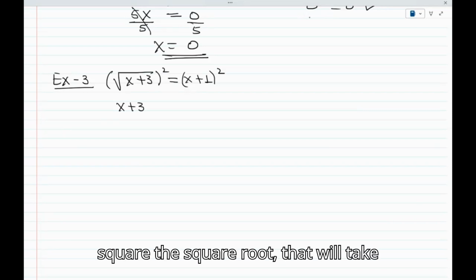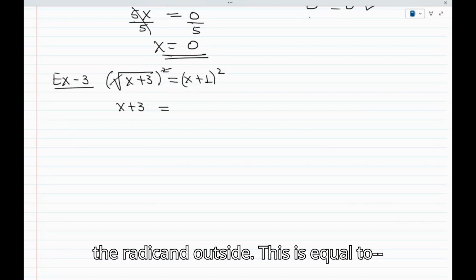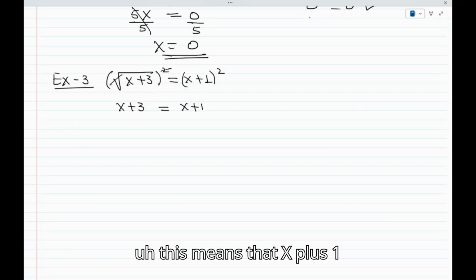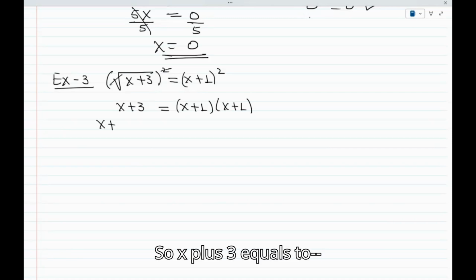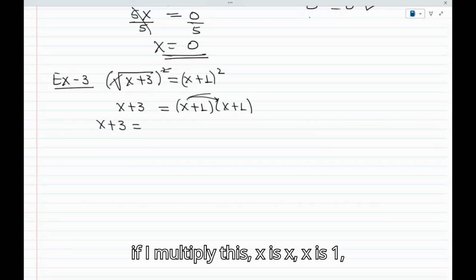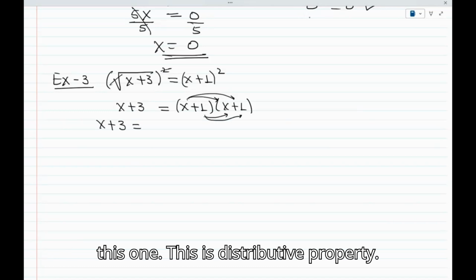Remember, if I square the square root, that will take care of this sign, and then I will have the radicand outside. This is equal to x plus 1 squared, which means x plus 1 times x plus 1. Squaring is just writing something twice. So x plus 3 equals, if I multiply this x with x, x with 1, and then 1 with this, another 1 with this one, this is the distributive property.